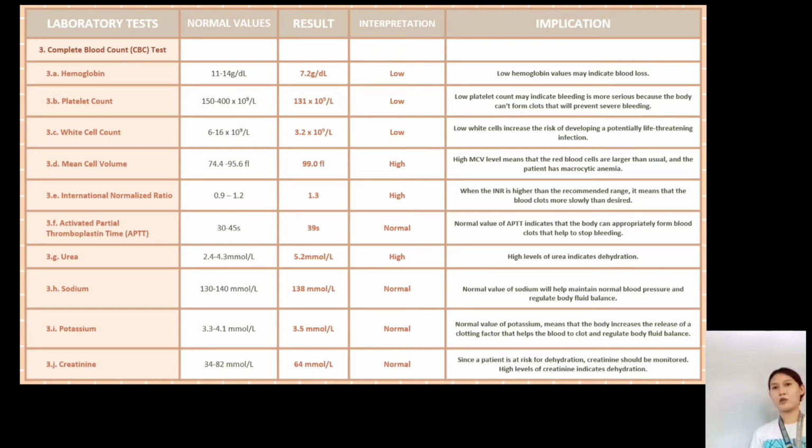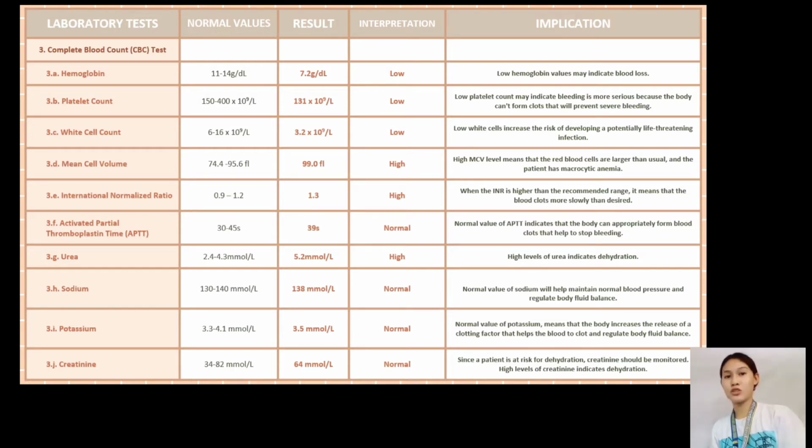Next is platelet count. The normal value for platelet count is 150 to 400 times 10 raised to the power of 9 per liter. The result is 131 times 10 raised to the power of 9 per liter. The interpretation is low, and the implication, low platelet count may indicate bleeding is more serious because the body cannot form clots that will prevent serious bleeding. So, platelet count is necessary for clotting and control of bleeding.